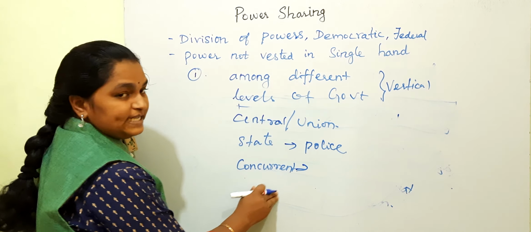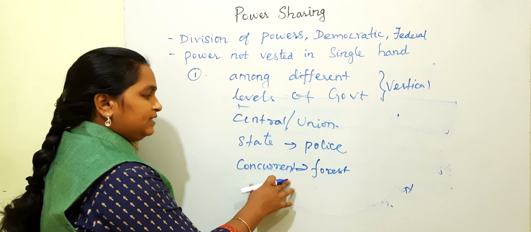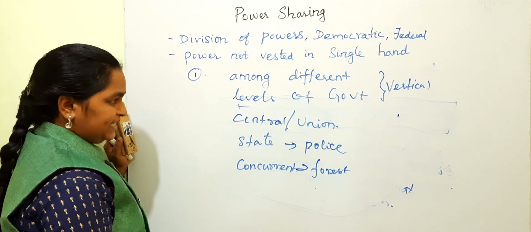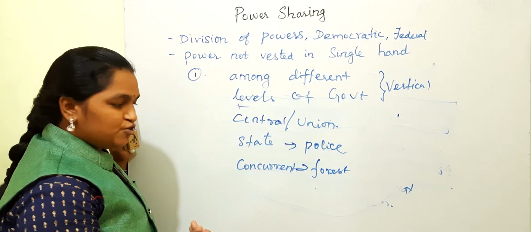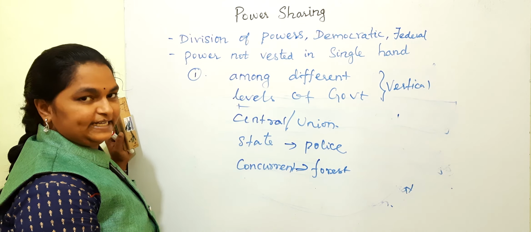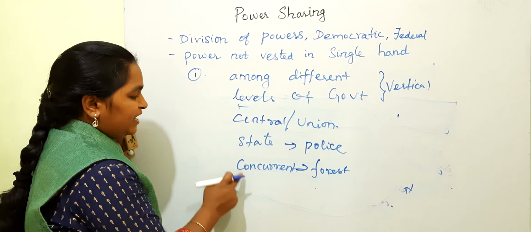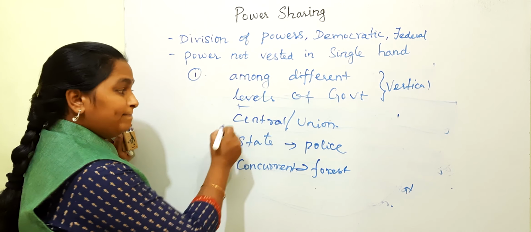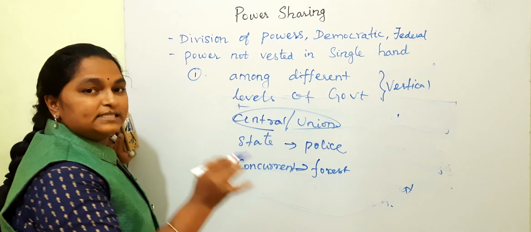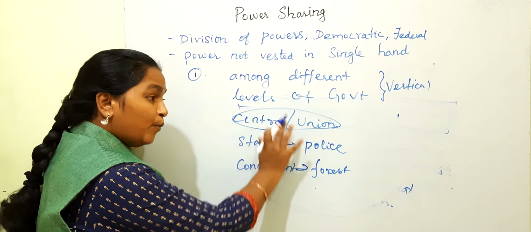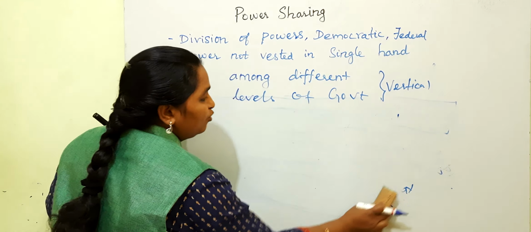Concurrent list, for example, forest. In the concurrent list, both the state government and central government come together, form a law and give a solution for these concurrent list titles. This is to satisfy both the interests of state and center. In the union list, the central government only can make laws; in the state list, the state government only; in the concurrent list, both will be involved. So this list decides how the power is divided and what they can do.